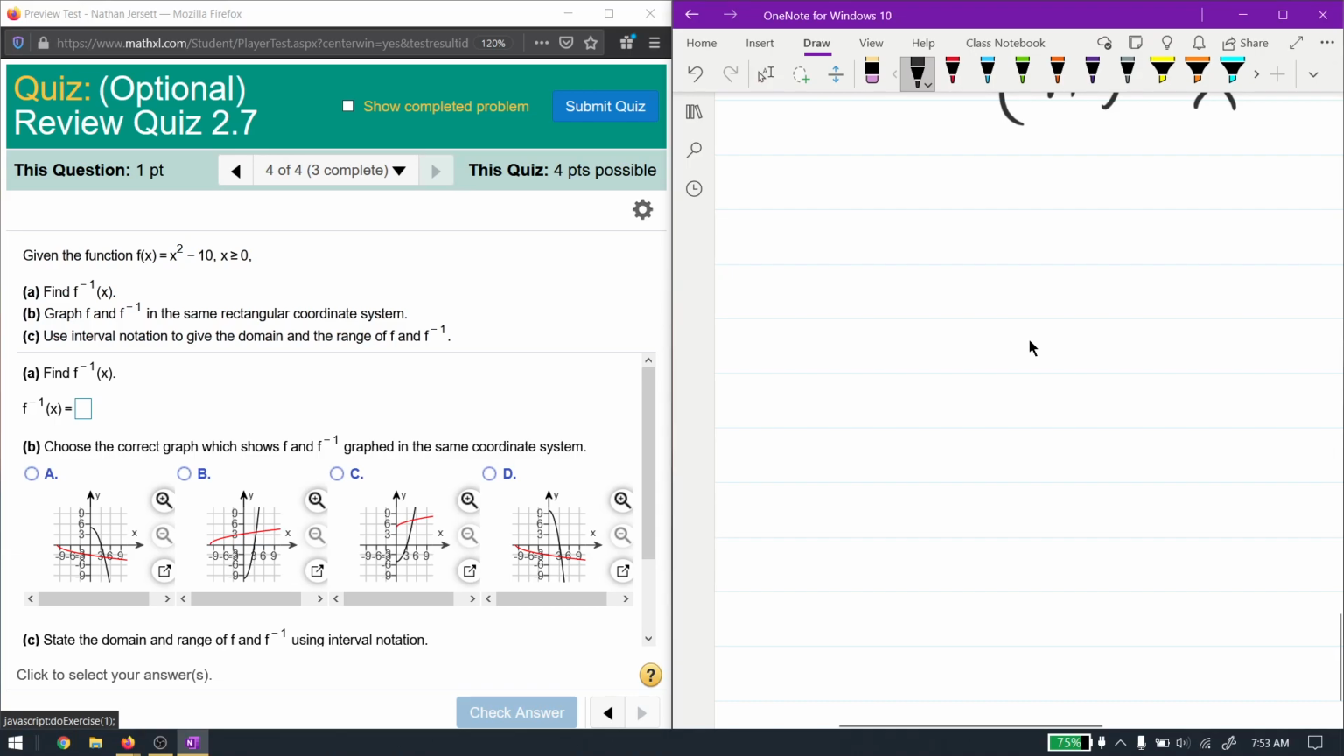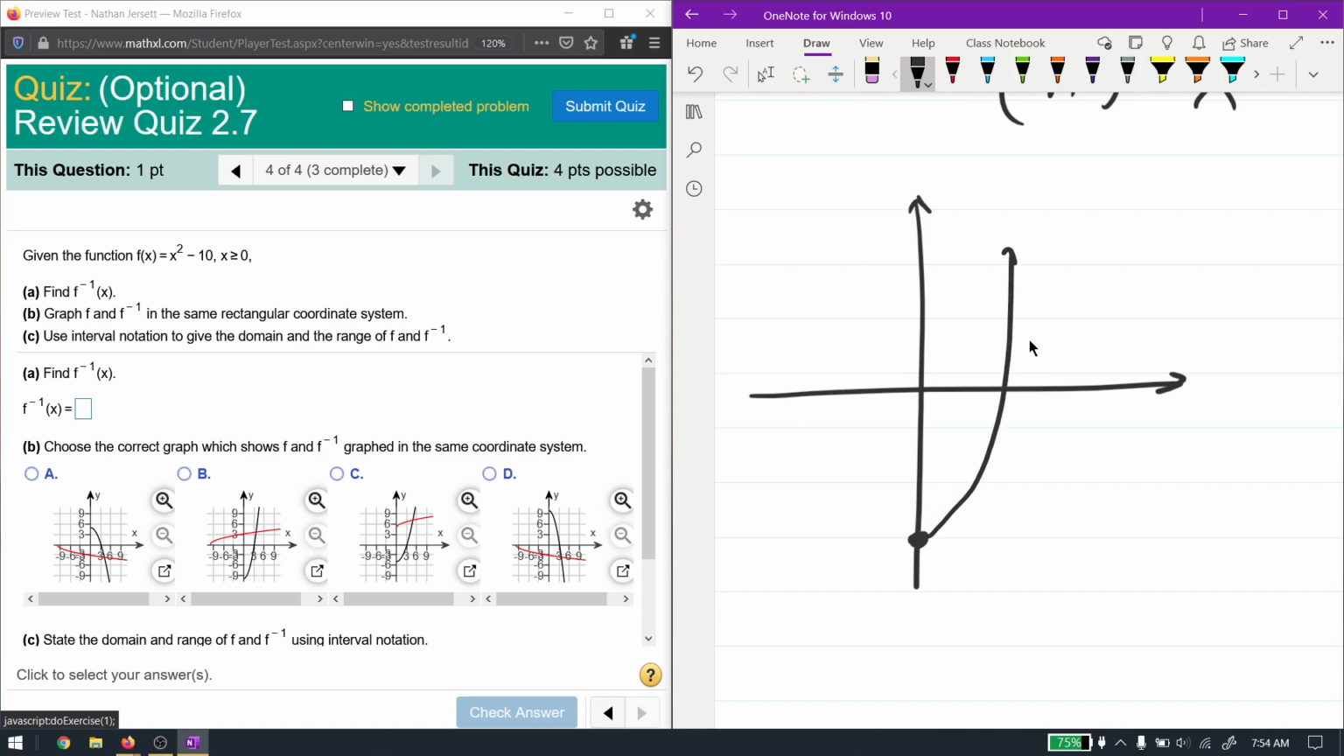So first off, I'm actually going to graph them because I want to show you the similar type of argument that we had in the previous problem, why we consider only the positive side. So x squared minus 10 looks something like this. We're only considering x greater than or equal to 0. It's going to look something like this. It's going to be a parabola. Let me make a better one.